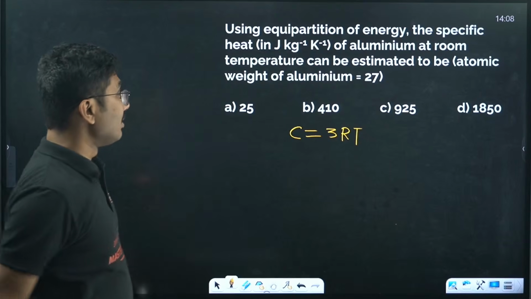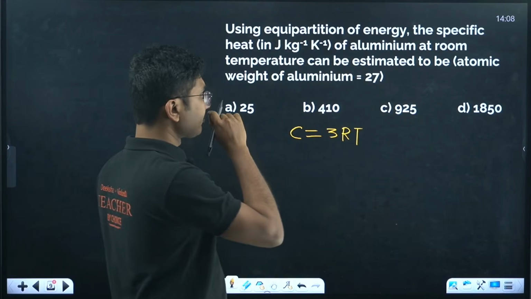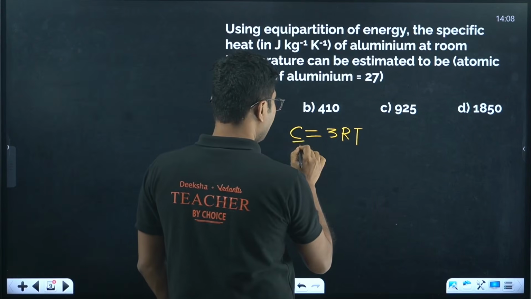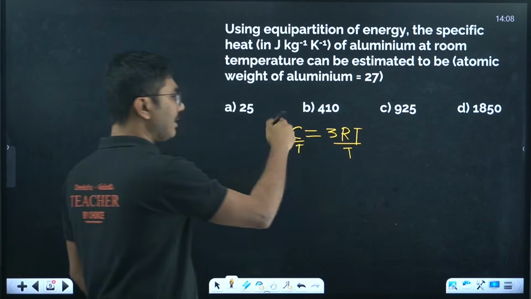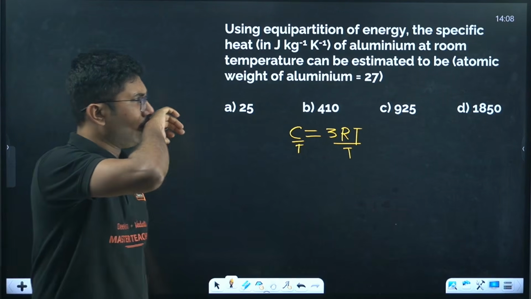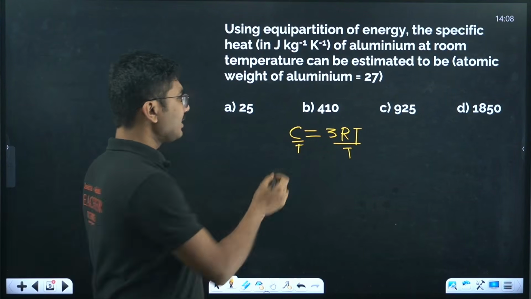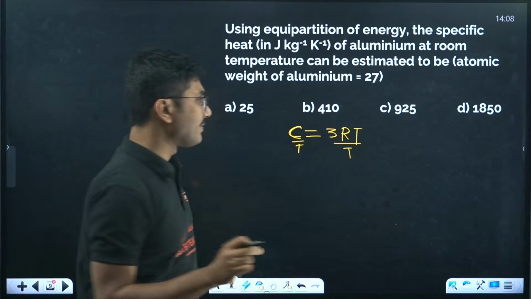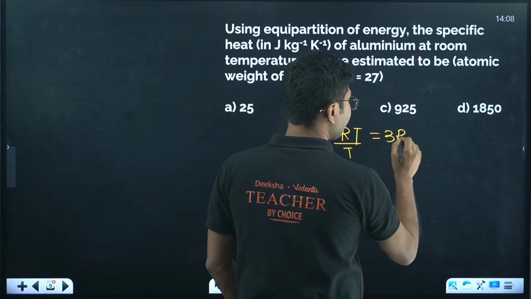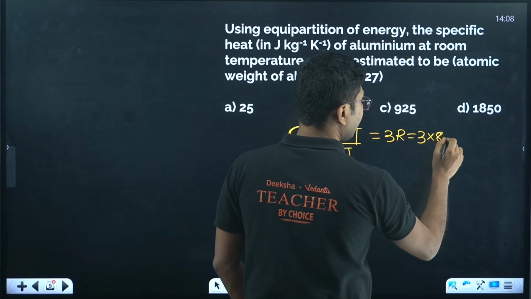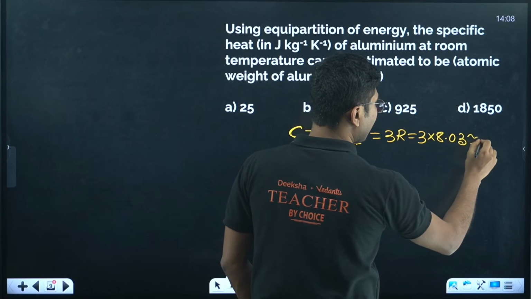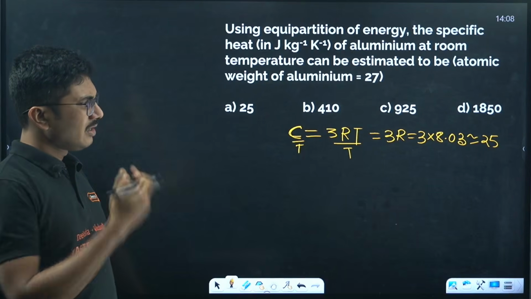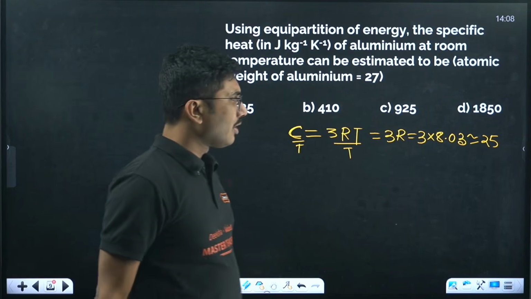Now this is the molar specific heat, the total energy. If you divide by temperature, you get the specific heat of a solid, that is 3 into R, which is 3 into 8.03, which will come out around 25. Here it's 24.09, so it will be coming around 25.